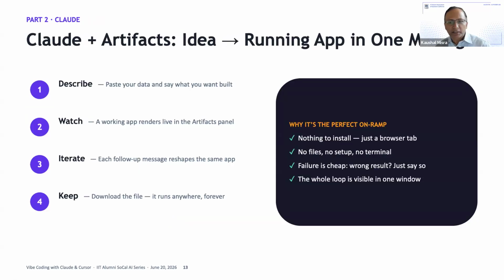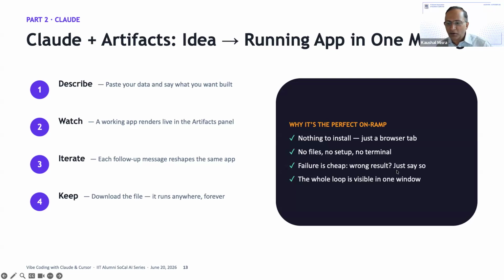So Claude plus artifacts: idea to running app in one message. Describe what you want to do. I will give you the prompts. You will paste the same prompt. A working app renders live in the artifacts panel. Each follow-up message will reshape the same app, and so on. And you download the file. It runs everywhere. This is an HTML file. That's what we will do. And it's a perfect on-ramp: nothing to install, no files.